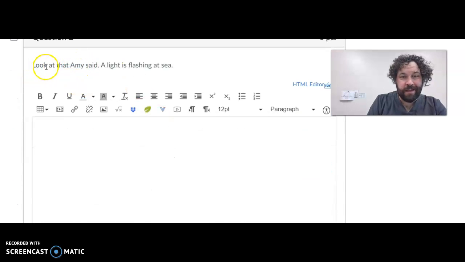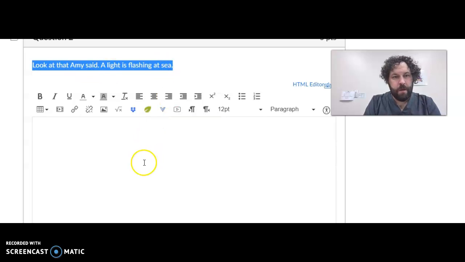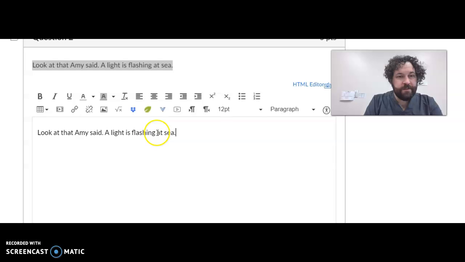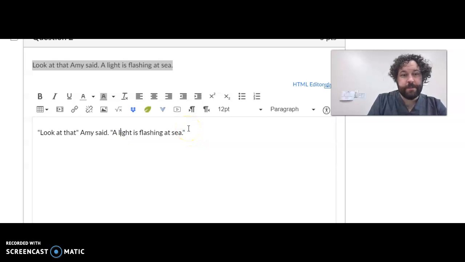Look at that, Amy said, a light is flashing at sea. Okay. Well, look at that. Look at that is the first thing that's being said aloud. A light is flashing at sea is the second thing being said. Amy said is the dialogue tag. So now we've got the quotations in the right places. What do we do with this middle stuff?